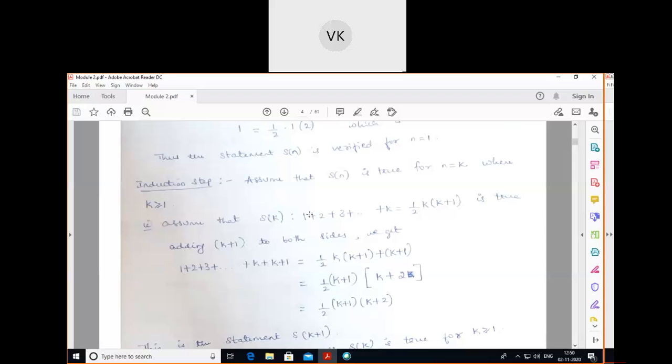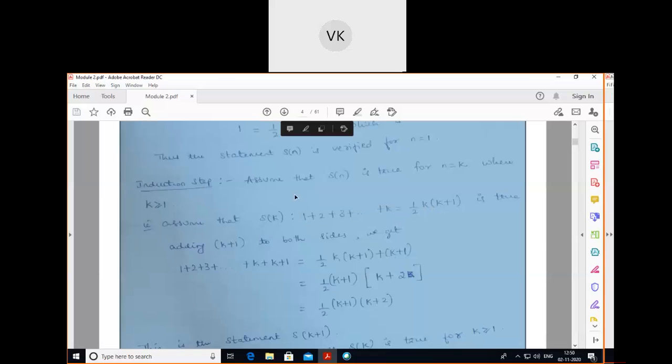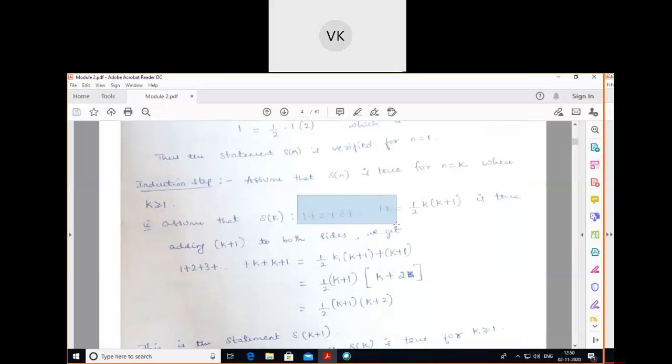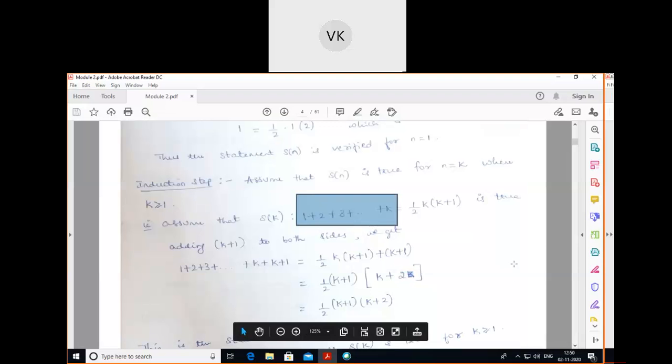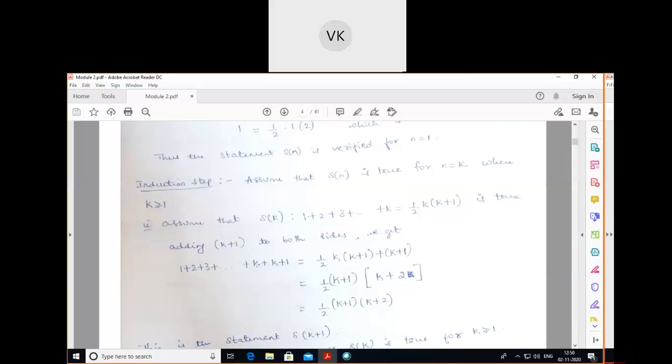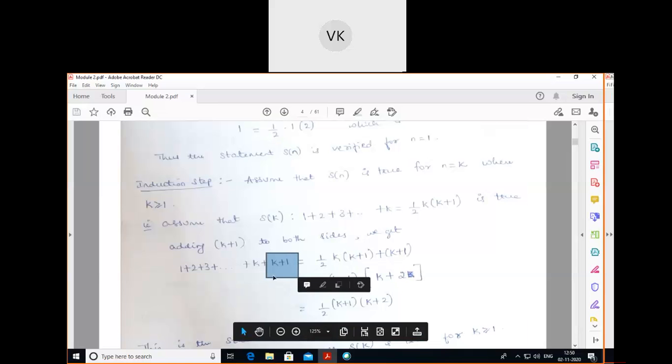Here in the LHS, you see 1 plus 2 plus 3 plus so on up to k. To this I am going to add k plus 1. If you put k plus 1 in place of k, you get k plus 1 only, no? So I am adding k plus 1 to 1 plus 2 plus 3 plus so on plus k. Correct? That is to the LHS.